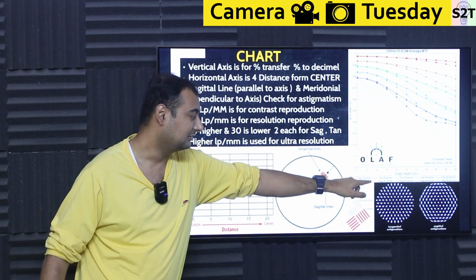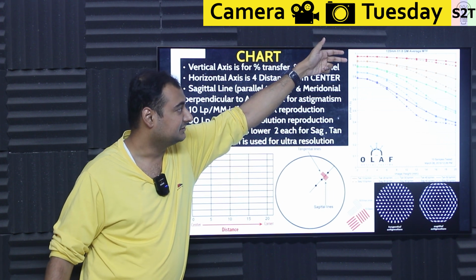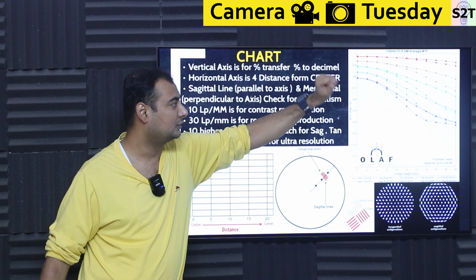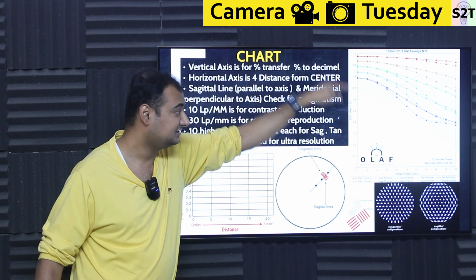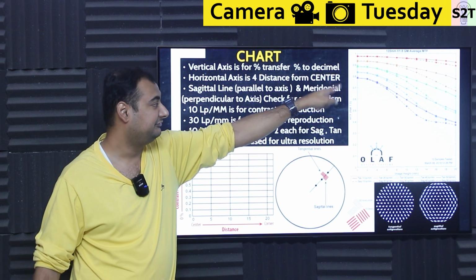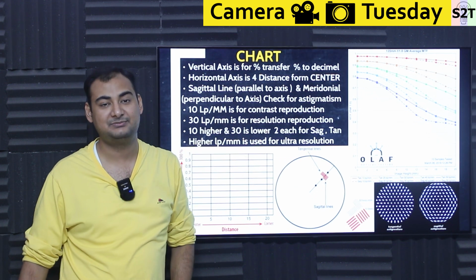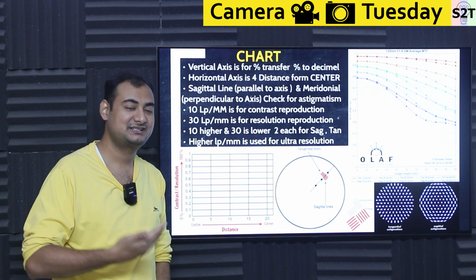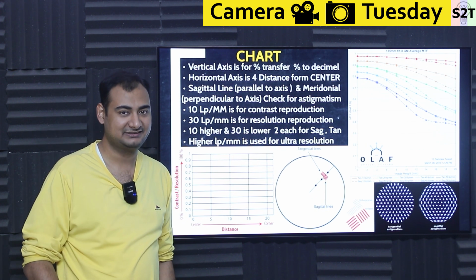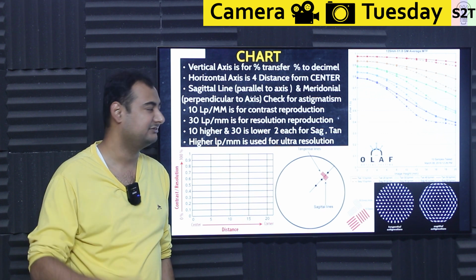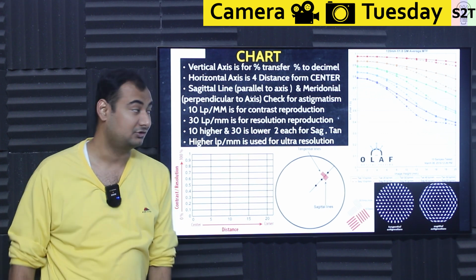What if you go from, let's say, 10 line pairs, 20 line pairs, 30 line pairs, 40 line pairs, and 50 line pairs? This thing at 50 line pairs can transfer 80%. Most lenses do not do 80% at even 10. Like 10 they do nowadays. 10 should be doable, but at 30 it drops drastically.